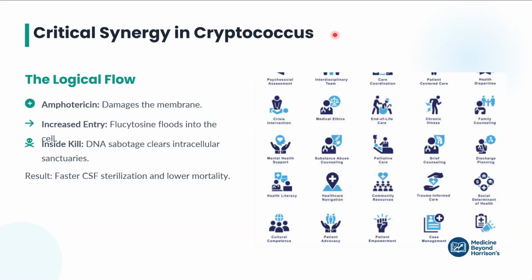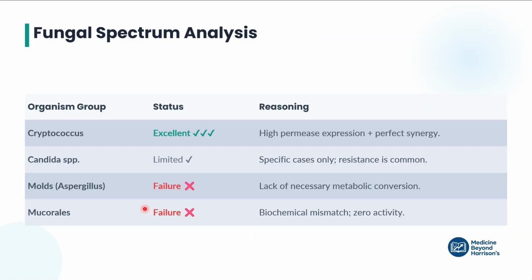The main use case is Cryptococcus. CSF sterilization is rapid when you use flucytosine along with amphotericin B. So, the fungal spectrum analysis: Cryptococcus. We mainly use it for Cryptococcus as an adjunct therapy with amphotericin B because of high permease expression in Cryptococcus and a perfect synergy with amphotericin B. It is best suited for this organism.